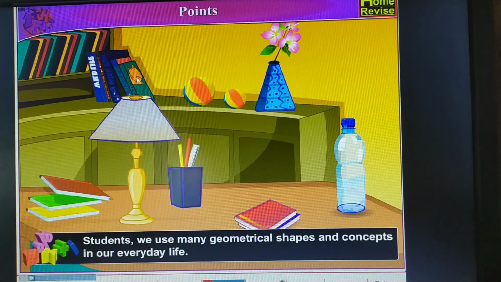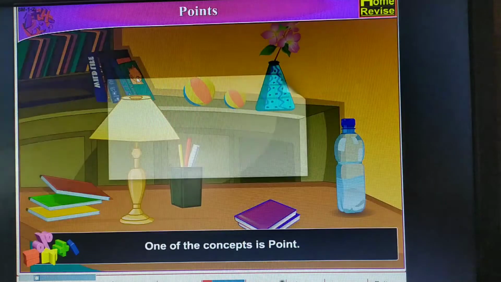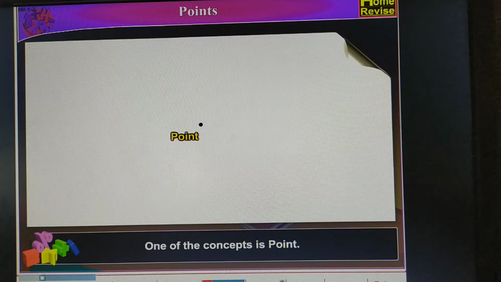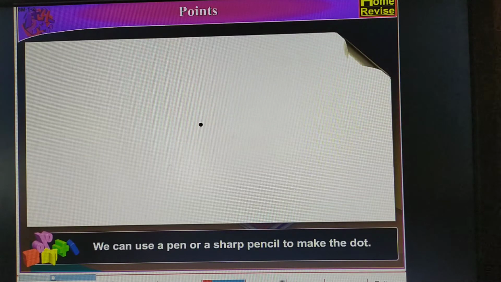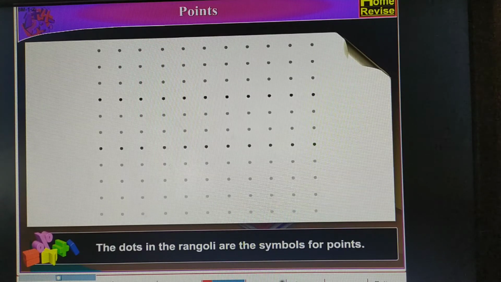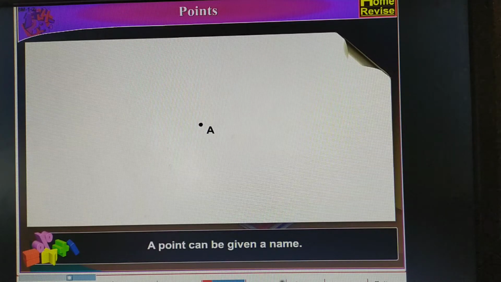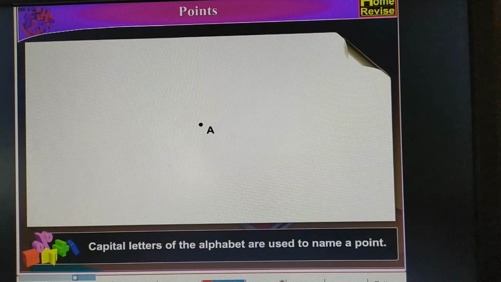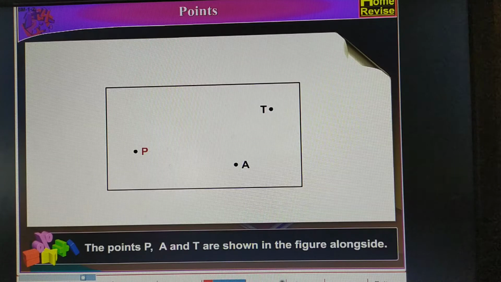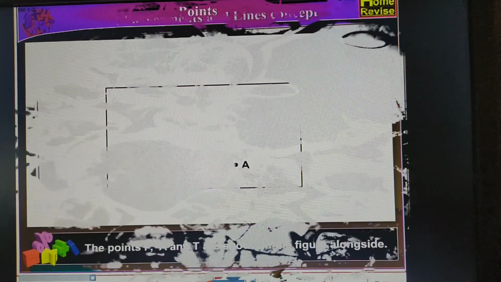Students, we use many geometrical shapes and concepts in our everyday life. One of the concepts is point. A point is shown by a tiny dot. We can use a pen or a sharp pencil to make a dot. The dots in the rangoli are the symbols for points. A point can be given a name. Capital letters of the alphabet are used to name a point. The point P, the point A and T are shown in the figure alongside. Have you understood what is a point?